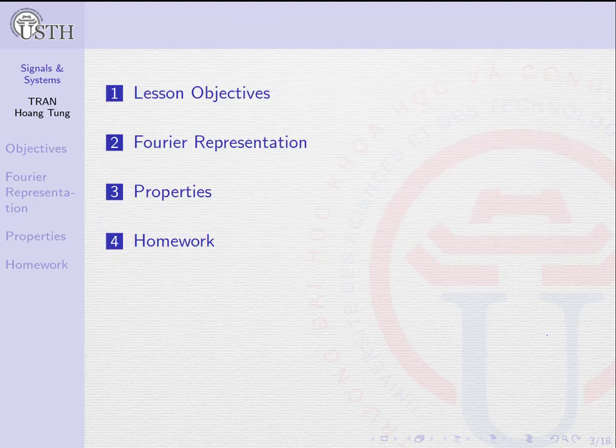So the lesson has only 4 simple parts. The last one is a list of exercises that you should try in the textbook. The objectives, as usual, are 3 checklist items to help you make sure that you understand the lesson. The main content is about the Fourier representation in the discrete domain, and then some properties of Fourier series. And at the end you will know how we end up with the Fourier series, how we can develop that.